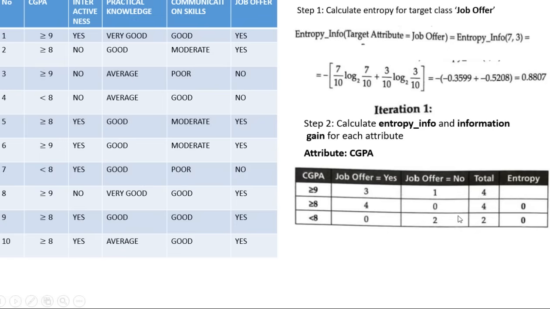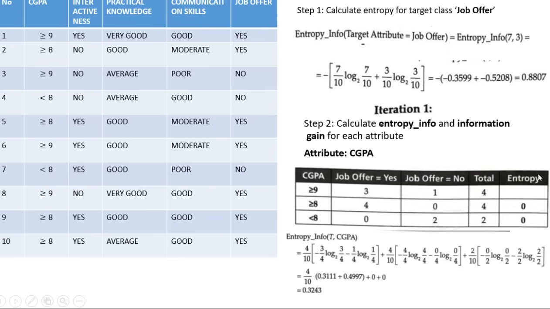So put 2. Basically, how many times do I have greater than or equal to 9? Total, this 3 plus 1 is 4, and so I have 4 students who have greater than or equal to 9 CGPA. I have 4 students who have greater than or equal to 8 CGPA, and I have 2 students who have less than 8 CGPA. So after constructing this table, don't worry about the last column. You don't have to write it.